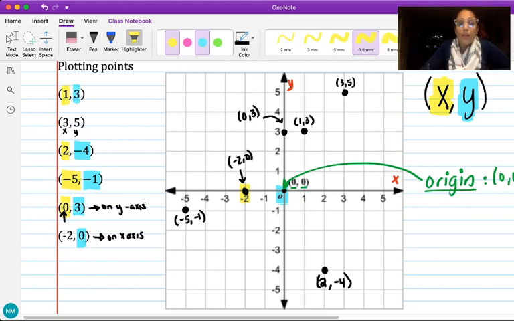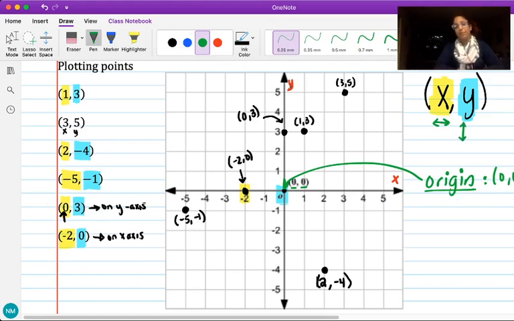It's important that we know how to plot points, that it's x first, then y. In other words, we always go right or left first, and then up or down when we are plotting points.